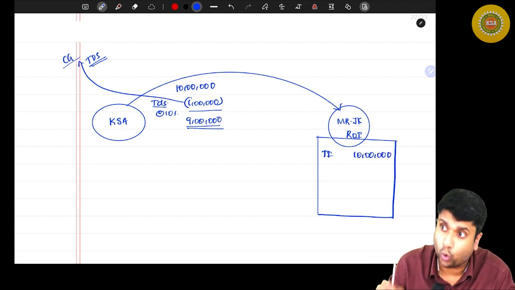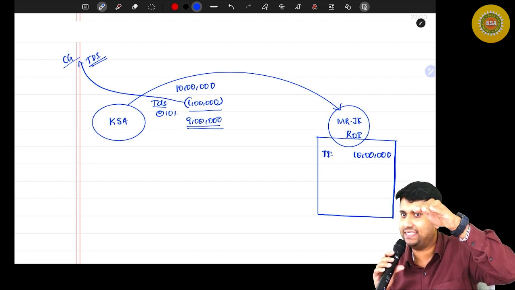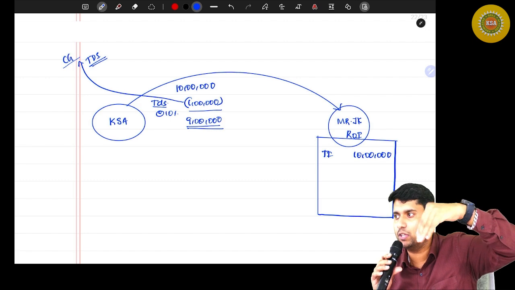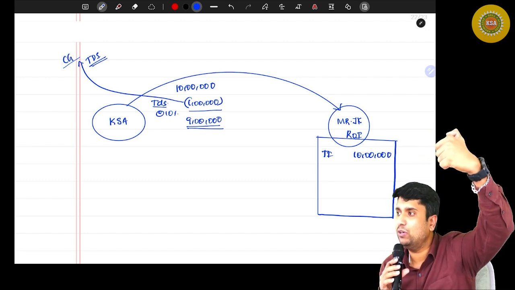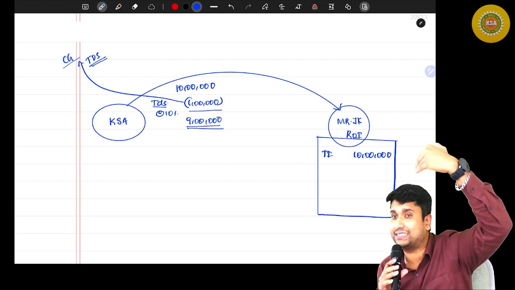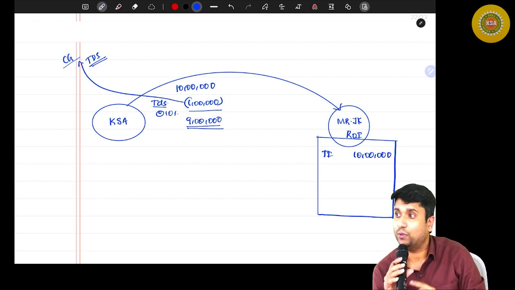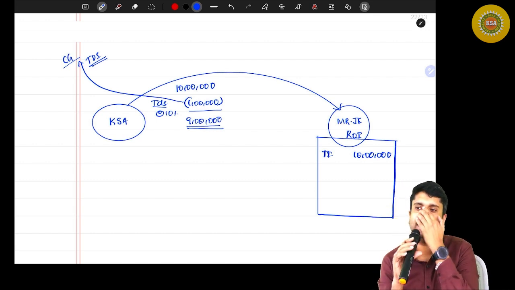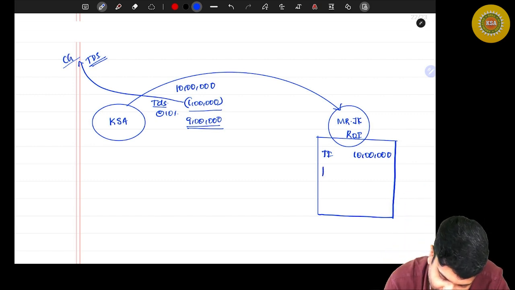By applying the old slab rate, do you remember it? Up to 2,50,000 nil, the basic exemption limit. Then from 2,50,000 to 5 lakh, 5%. 5 to 10, 20%. Above 10, 30%. By applying that slab rate, how much will be the tax liability including cess? 1,17,000 will be the tax liability including cess.